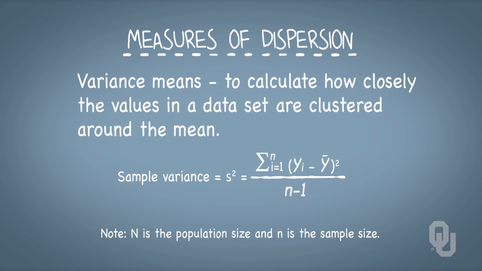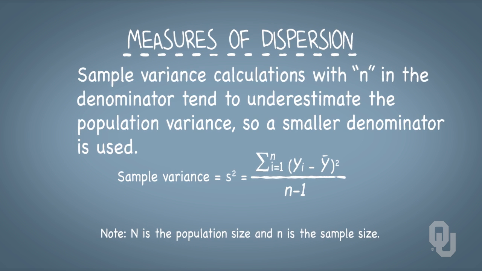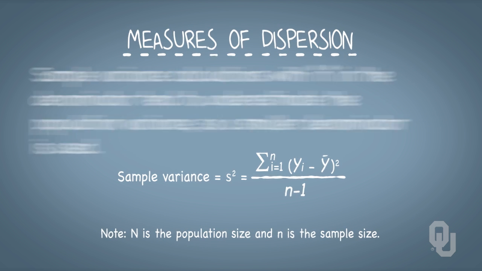Why n minus 1 in the denominator of S squared? A simple answer is that sample variance calculations with n in the denominator tend to underestimate the population variance, so a smaller denominator is used. We'll talk about the value n minus 1 later in the course in the context of degrees of freedom.